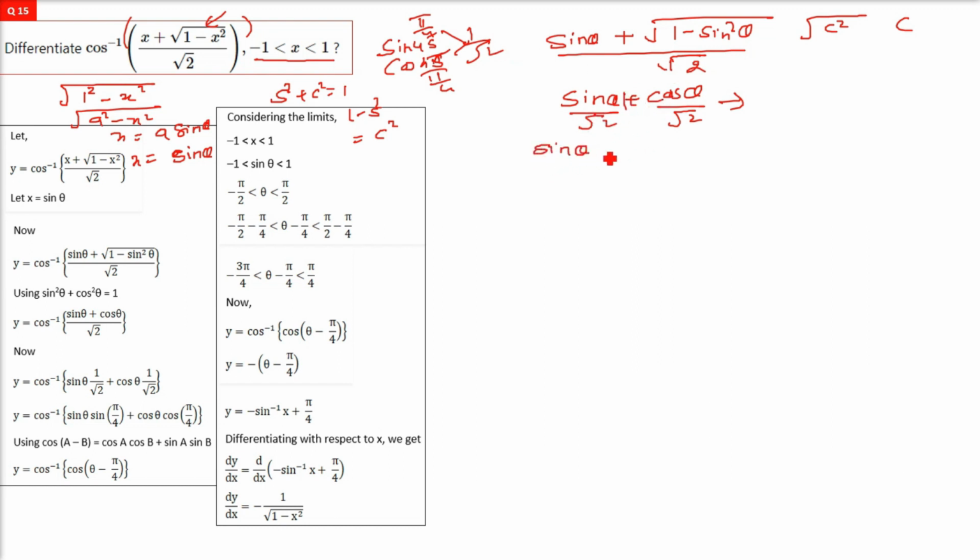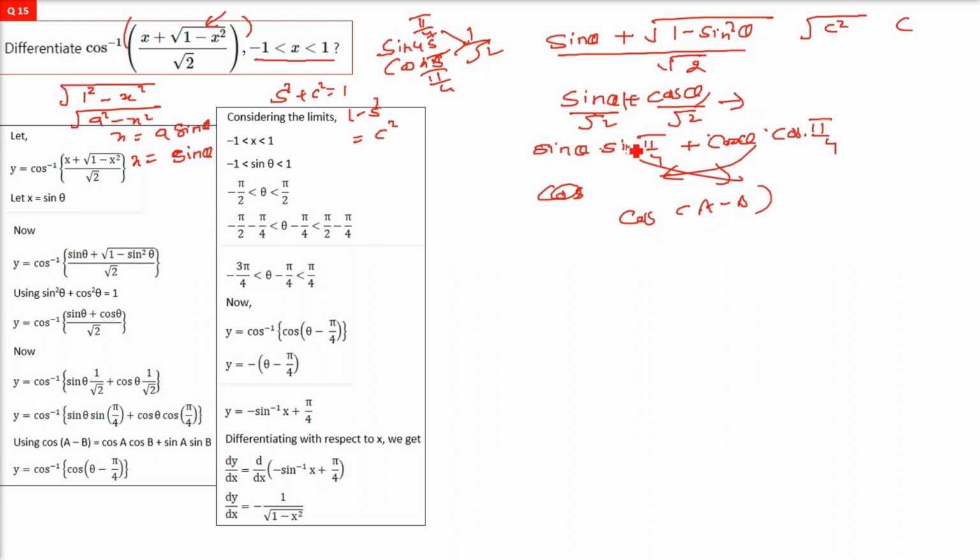Remember, sin theta times 1 by root 2, I am writing it as sin pi by 4. And then we have cos theta, and this 1 by root 2 I am taking as cos pi by 4. So sin A cos B plus cos A sin B, or cos A cos B plus sin A sin B, they both come down to cos A minus B. So our final will be cos A minus B, that is theta minus pi by 4. So this is just a simplification I am doing. Haven't even started the differentiation. So cos A minus B is the formula here.